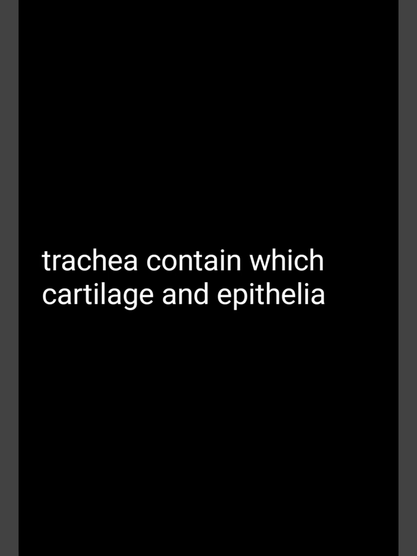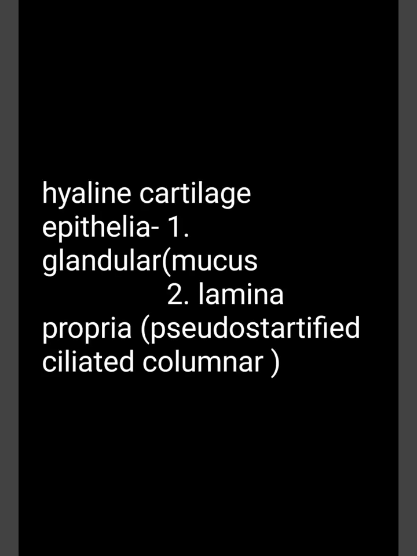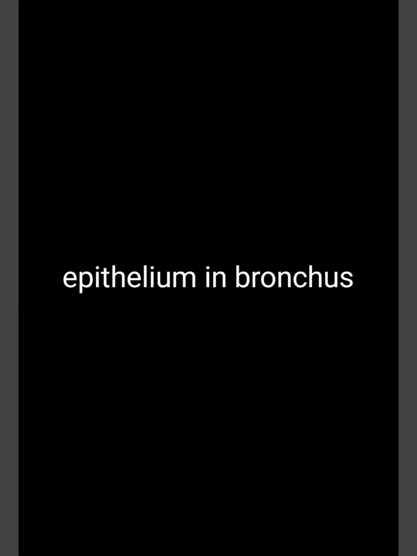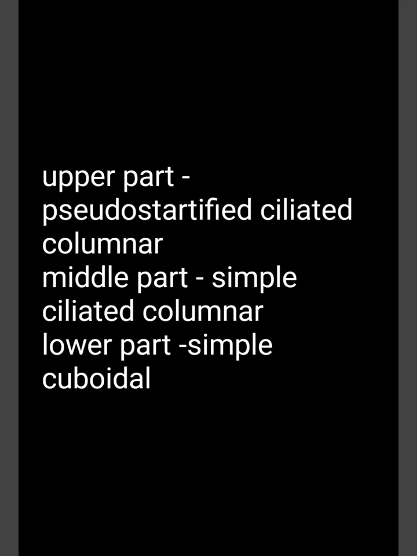Trachea contains which cartilage and epithelia? Hyaline cartilage. Epithelia: 1. Glandular mucus. 2. Lamina propria, pseudostratified ciliated columnar. Epithelium in bronchus: upper part pseudostratified ciliated columnar, middle part simple ciliated columnar, lower part simple cuboidal.